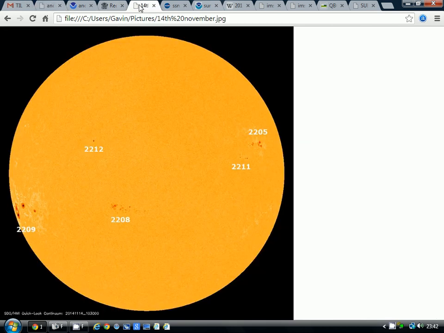Right, let's go on to solar activity, and this is the solar disk on our side of the disk today from solarham.net, and solar activity today is officially designated as low.